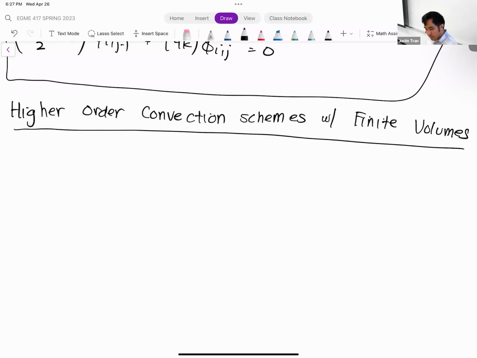And so just like the finite difference case, we're going to focus primarily on 2D. Okay, so I'm not going to spend time with the 1D stuff. We're going to jump straight to 2D.